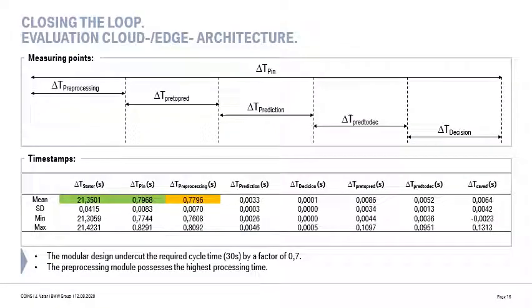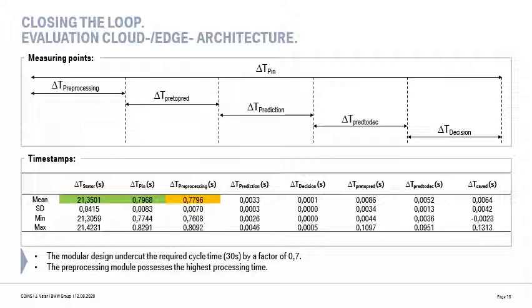Finally, I would like to show you some results of the IT architecture. For this, we have evaluated various timestamps, which you can see here above. These are the timestamps of the individual modules, as well as their communication with each other. We tested more than 50 stators. The mean of the timestamps you can see in the table above. It is easy to see that the time of 21 seconds was achieved for a complete stator. Thus, the required cycle time of 30 seconds could be undercut by a factor of 0.7.